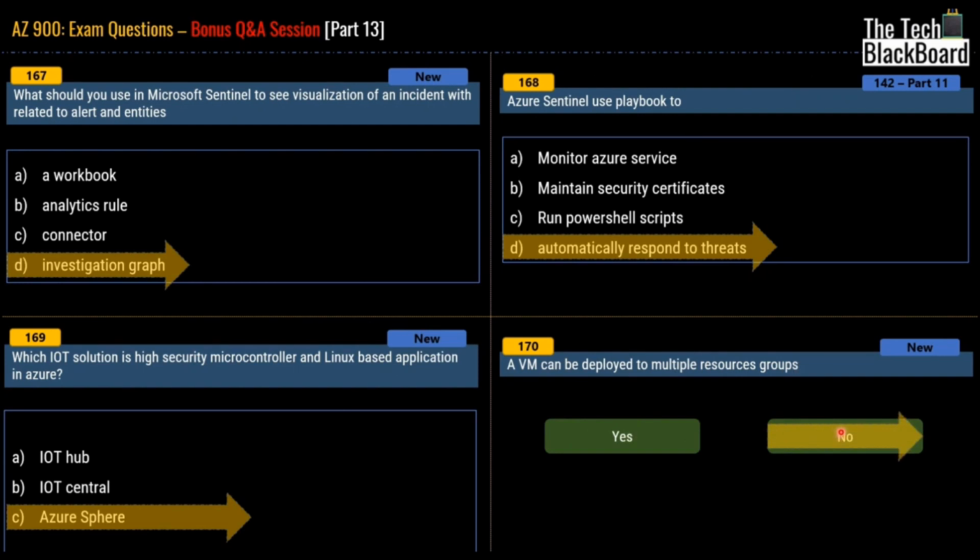You cannot deploy the same virtual machine to multiple resource groups. You can move a virtual machine from one resource group to another. However, the same virtual machine cannot exist in two resource groups at the same time. And this is not only true for the virtual machine, but all other resources in Azure as well. So you cannot have the same resource in multiple resource groups.